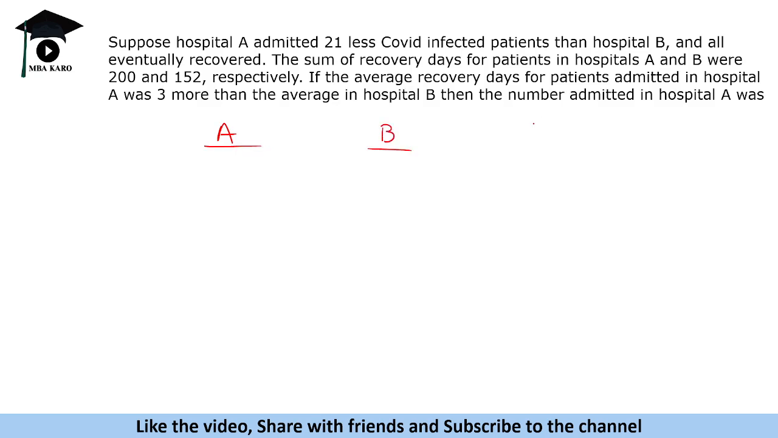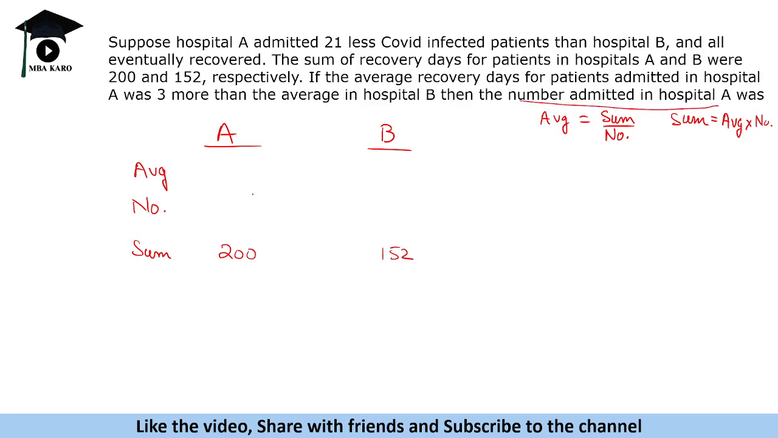Okay, we know that average is equal to sum upon number of values. So average into number is sum. Okay, now we need to find the number of people in this, right? So average into number of people is equal to sum, that we know. So for this, we are given that sums are 200 and 152 respectively. Okay, we need to find the number admitted in A. So let us say this number is x and average recovery is y. Okay, just taking the numbers x and y.